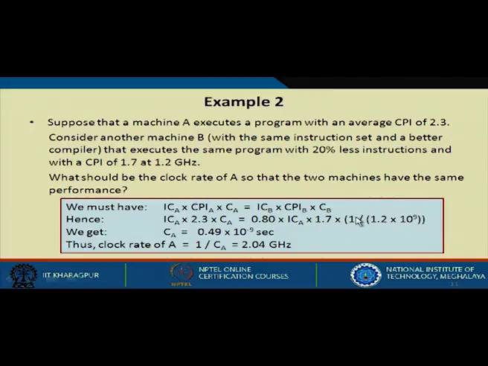the clock period. The clock rate is 1.2 gigahertz, that is 1.2 into 10 to the power 9, and 1 divided by that will give you the clock period. You just solve this, you will get a clock period of 0.49 into 10 to the power minus 9 seconds, which comes to 2.04 gigahertz. So, we need 2.04 gigahertz of clock for machine A, such that both the results are the same.